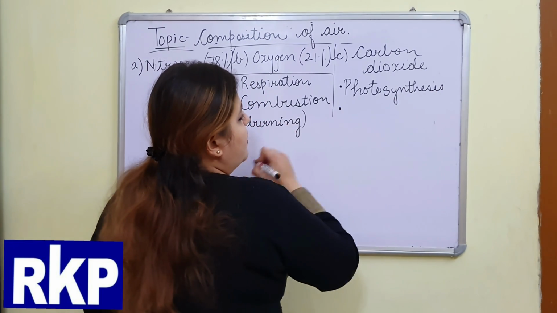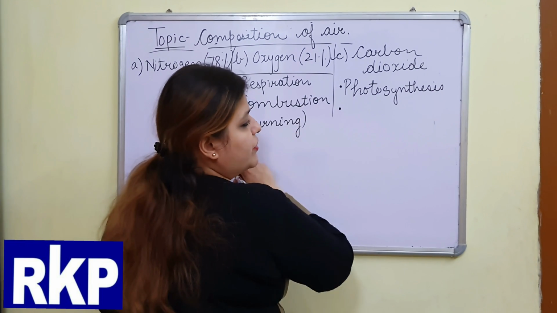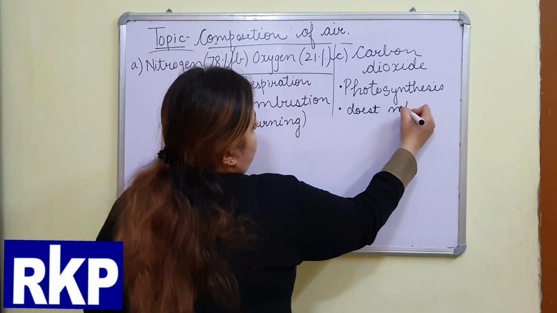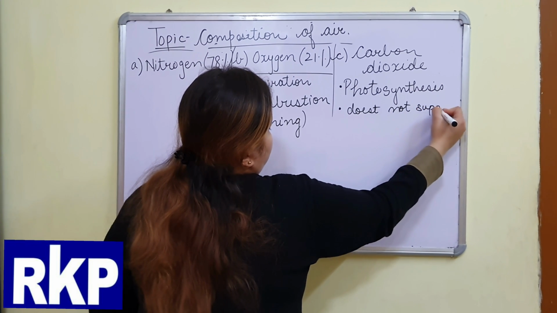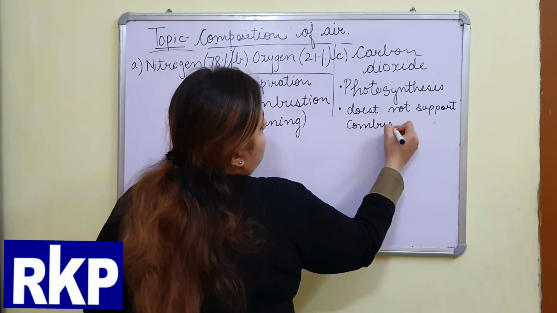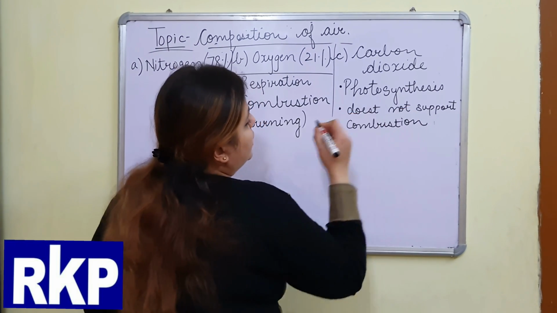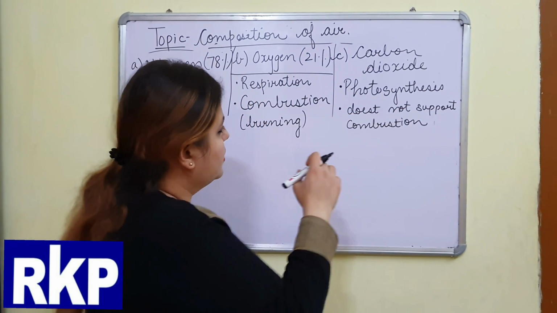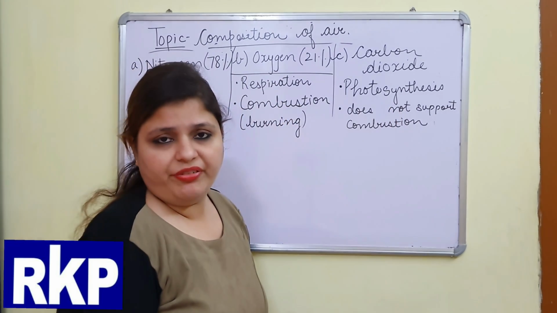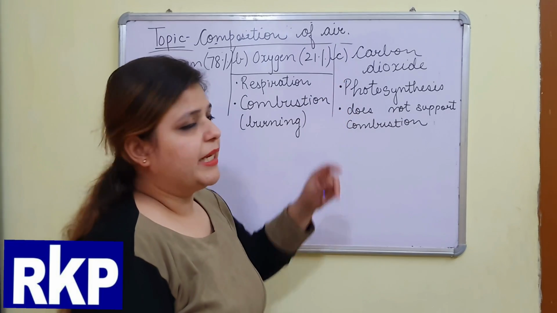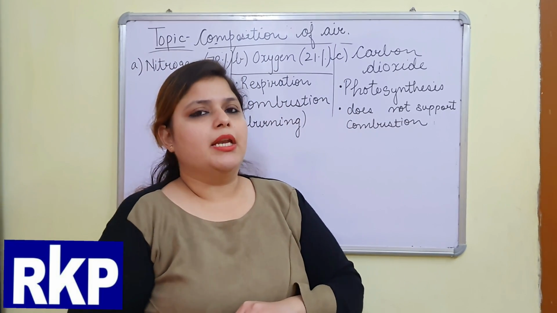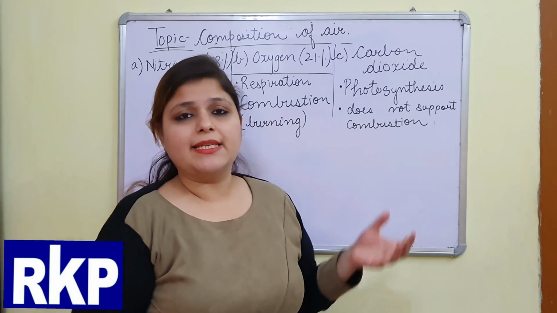Next, carbon dioxide gas is that gas which does not support combustion, means we cannot burn anything. Means if we want to put off the fire, then we need carbon dioxide gas. In that chapter, safety and first aid, we have done about fire extinguisher.